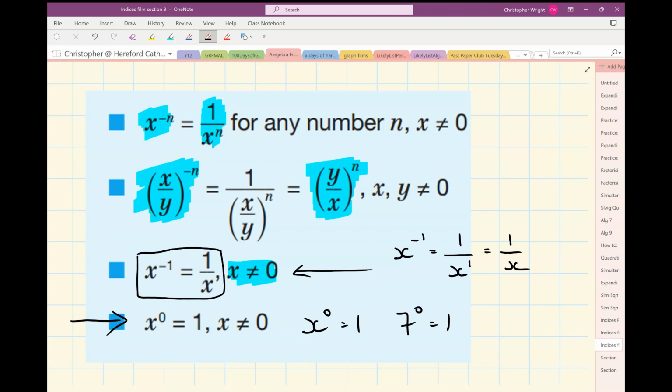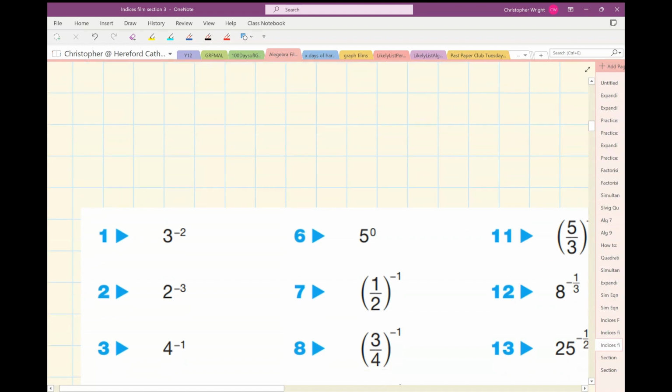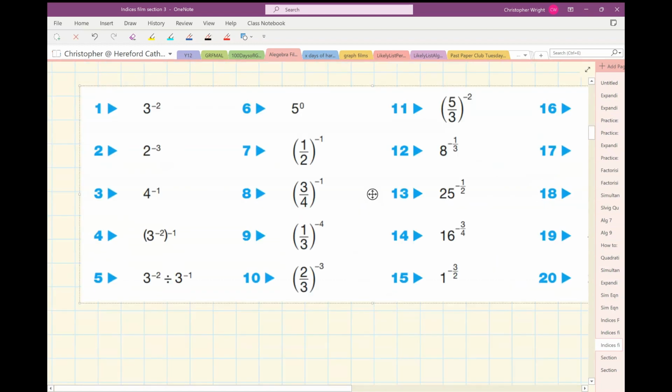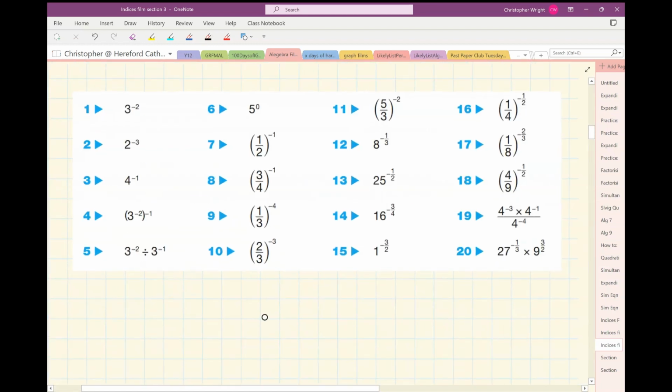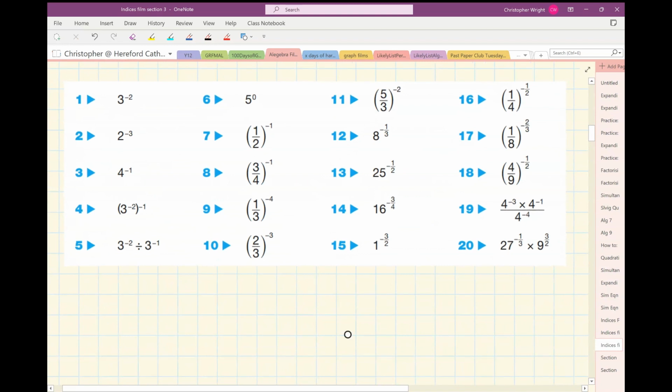Right, we're going to use those rules now and put them into practice. So, here are 20 questions. I suggest that you pause the film, have a go at all of these or some of these as you like, press play when you're ready, and I'll work through these 20 questions and take you through them. So over to you, pause the film and have a go.